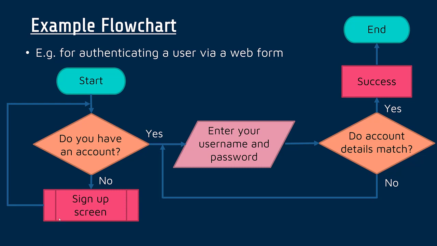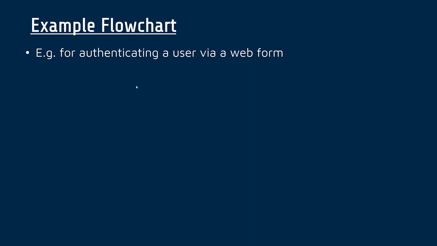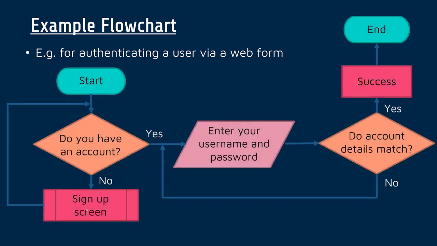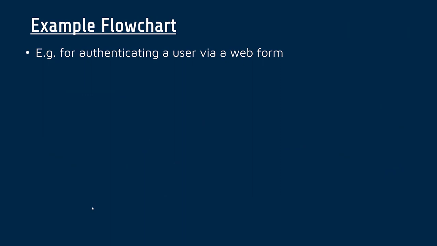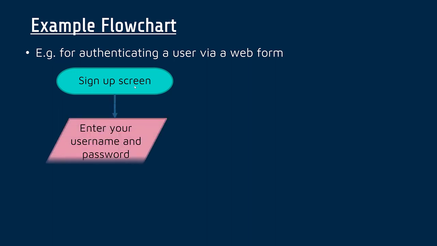So this little rectangle with the lines through it can often be used to symbolize another flowchart somewhere else. So let's say you wanted to actually show that flowchart. You might start with the sign up screen name. So it should match up. So sign up screen in my rectangle matches up to the words in my start symbol. And what you might do, you might sign up and you might first of all enter your username and password, right? If you sign up for a website, you've got to give it a username and password.